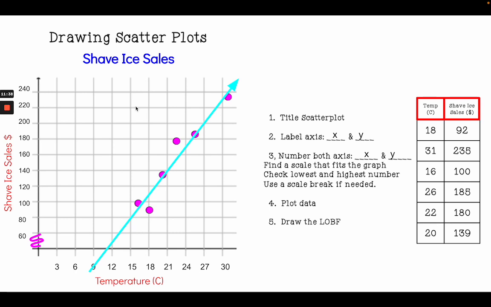Okay, so again, we have title, scatterplot, label the X and Y axis, which is temperature and shave ice. Also paying attention to the units, Celsius degrees and money. We're then going to number the axes, and remember that we have to encompass all of our data on the graph, and so our numbers have to encompass all of these numbers here. We use a scale break if we need. We're going to plot our data, and then we're going to draw our line of best fit, or LOBF.